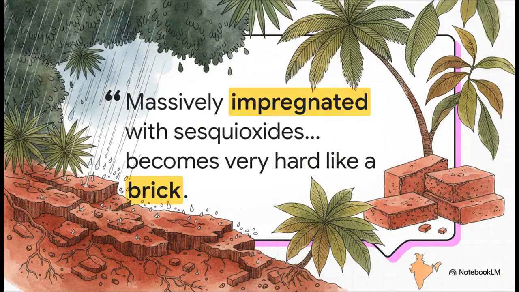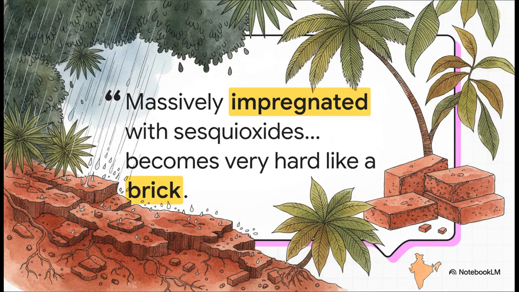So here is the crucial takeaway. This intense tropical weathering strips away the silica and leaves behind a non-plastic, non-cohesive soil. It is massively impregnated with iron and aluminum, sometimes making up 70 to 80% of the total mass. Because of that, when it dries, it literally cements into a surface as hard as a brick.